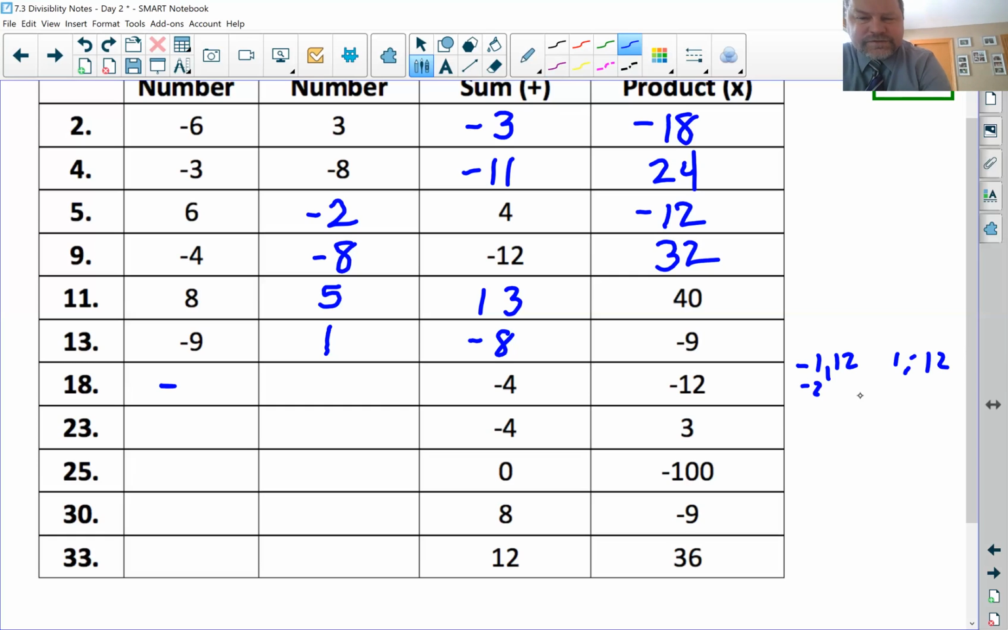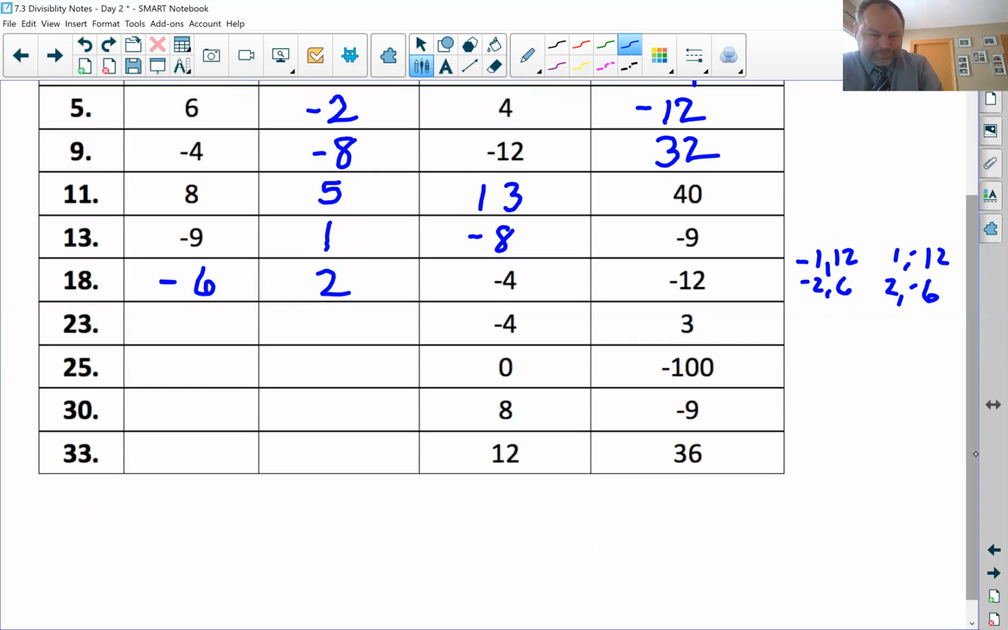-2 and 6. 6 and -2. Oops, that's not right. Try it again, Mr. Gingrich. 2 and -6. Now, if I add -2 and 6, I get +4, but I want -4. So if I take 2 plus -6, I do get -4. So writing out factor pairs can sometimes help with these types of problems.